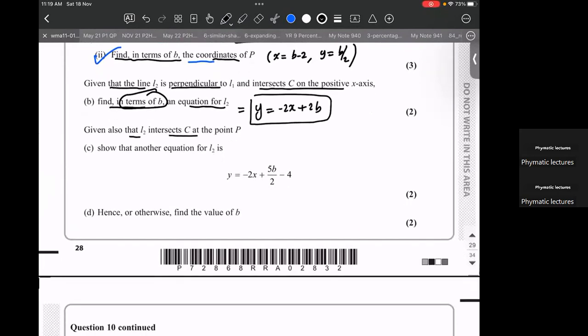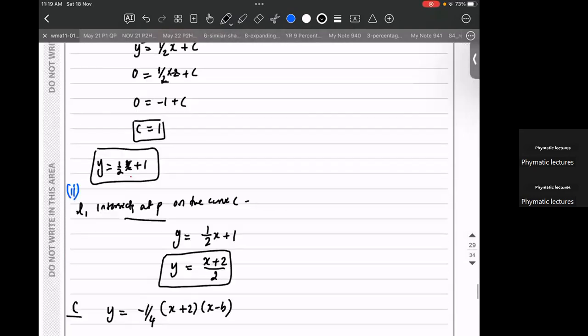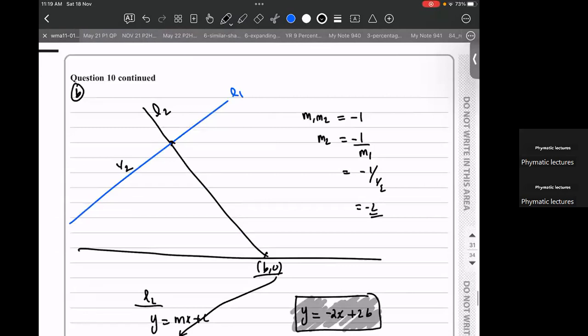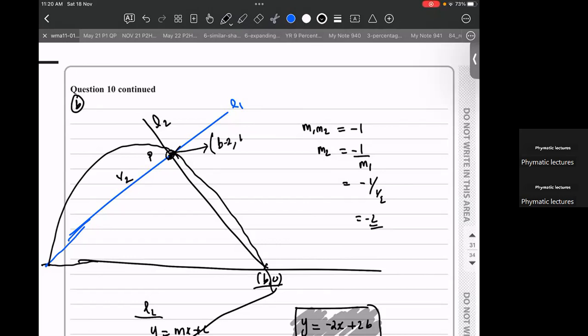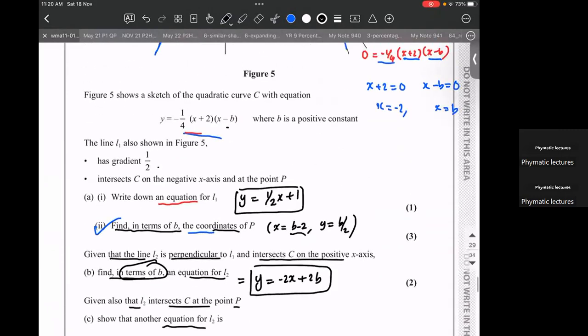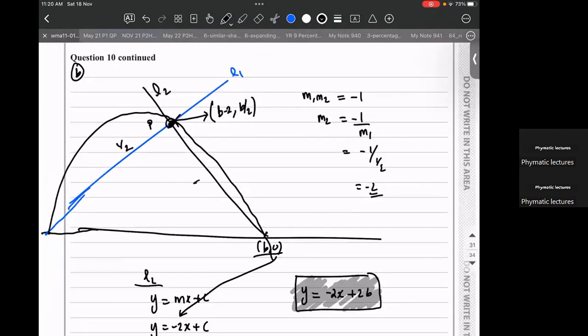Then given also that L2 intersects the curve at the point P, show that another equation of the line is this. So we know that this curve is going something like this. So here the same line L2 also intersects the point P. So we already got the coordinate in terms of b. What is that? It is b minus 2 and b by 2, right? See this, b minus 2 and b by 2 is the coordinate. And we know the gradient of this is minus 2.